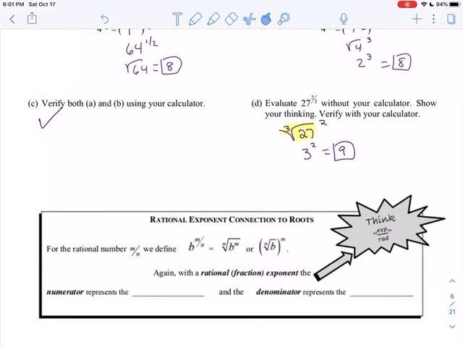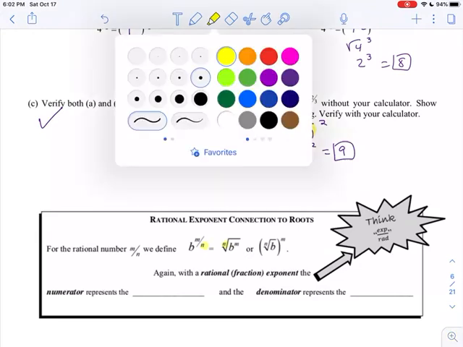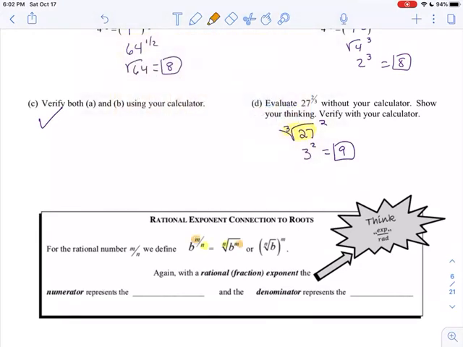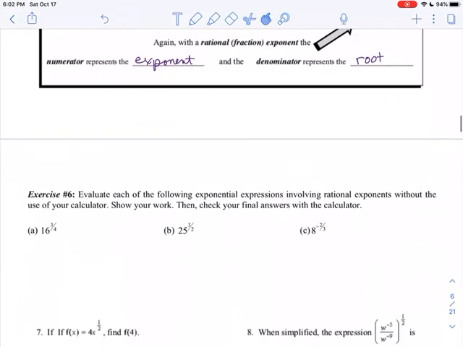So basically, if I have b to the m over n, look at the n. The n is the root, and the m is the exponent. So you can think of it like that, or you can do the exponent at the end, which is what I was doing. But that denominator is the root, and the numerator is the exponent. Again, with rational exponents, the numerator represents the exponent, and the denominator represents the root or the radical.